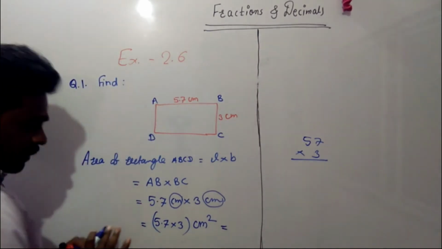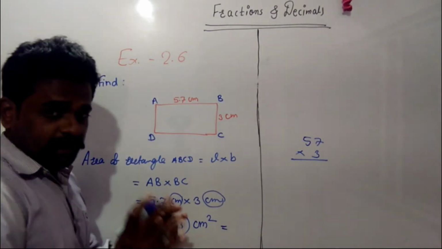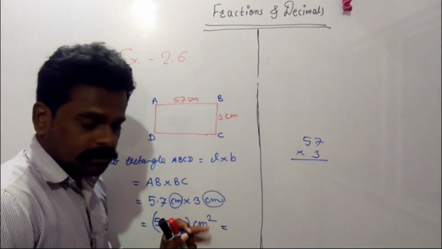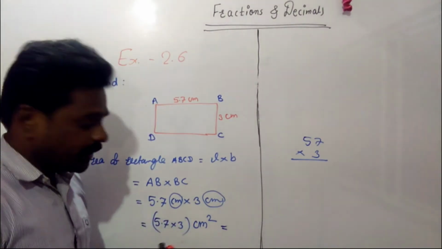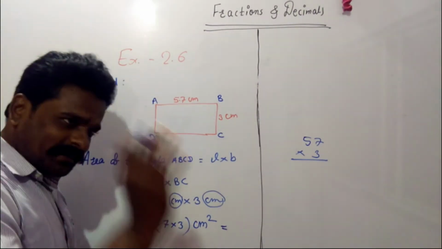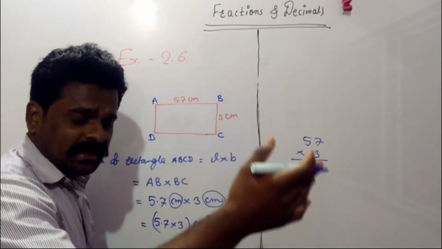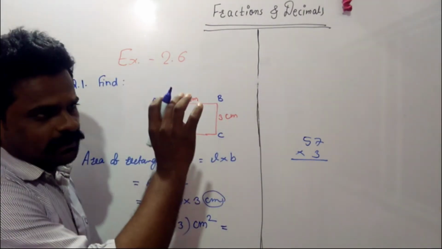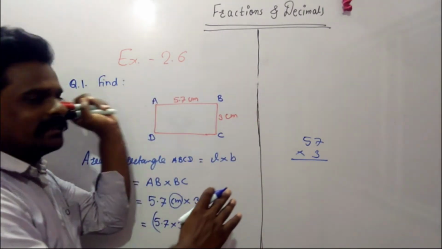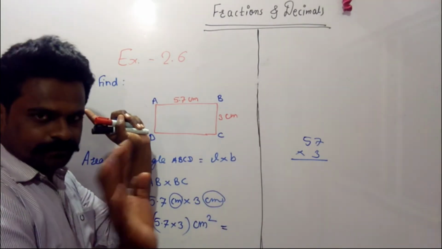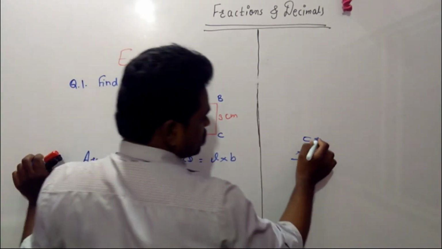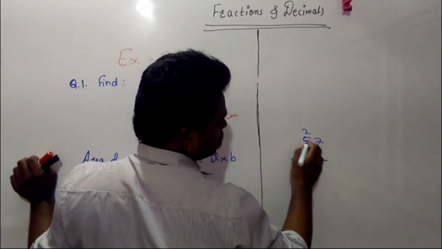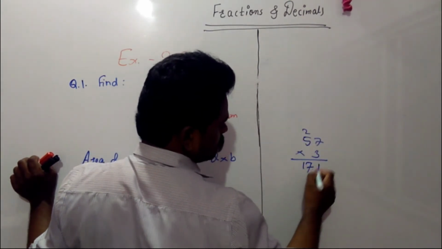Okay, we have not considered the decimal point. Without consideration of the decimal point, do the multiplication first and then see how many digits were there after the decimal point. Shift your decimal point by that many digits to the left side. Finish. So 3 sevens are 21, 2 carried, 3 5s are 15 plus 2, 17, no problem.